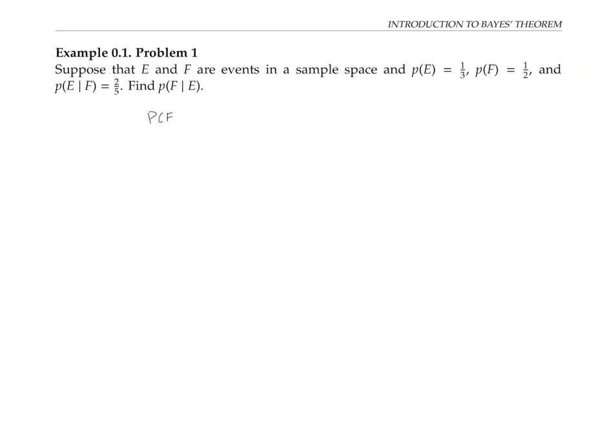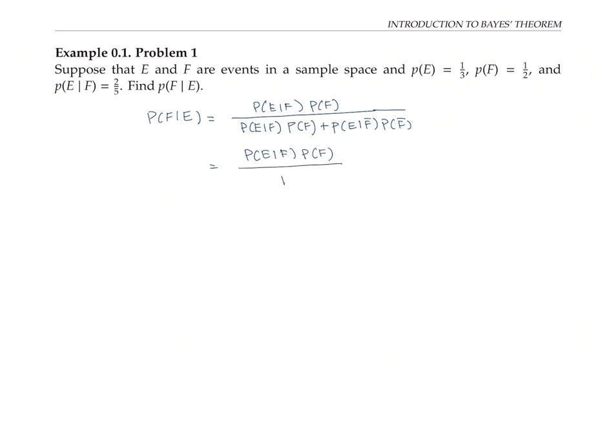P of F given E is equal to P of E given F times P of F, over P of E given F times P of F plus P of E given not F times P of not F. That can be simplified to P of E given F times P of F all over P of E.